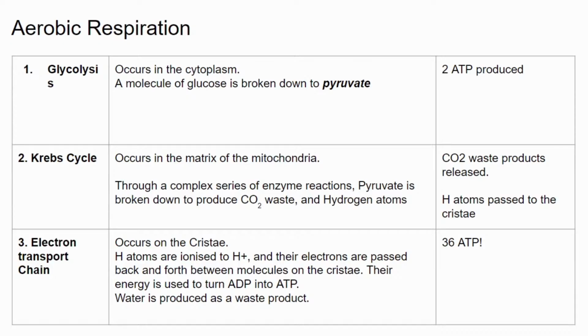Now, if you remember, we thought of ADP as being our flat battery. So those electrons, being passed backwards and forwards through those reactions in the electron transport chain, are recharging those ADP batteries and turning them back into ATP, adenosine triphosphate. And this whole process produces 36 ATP for every molecule of pyruvate. So it's very, very efficient. As a waste product, we see water produced. So once those hydrogen ions have done their job, they are combined with oxygen to produce water as a waste product, which again is released from the mitochondria in the cell.